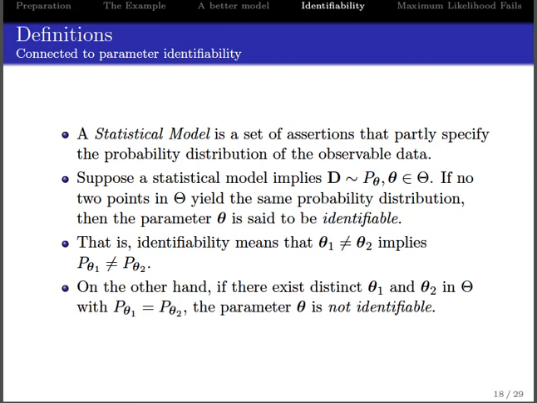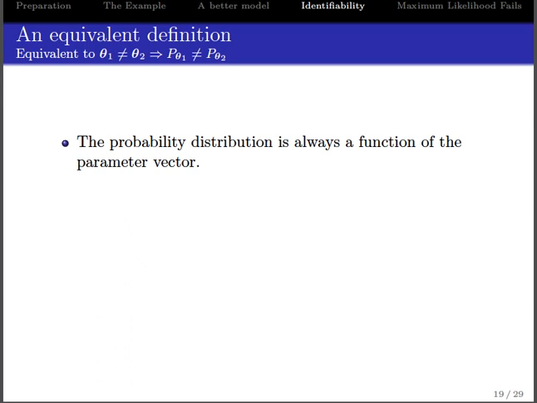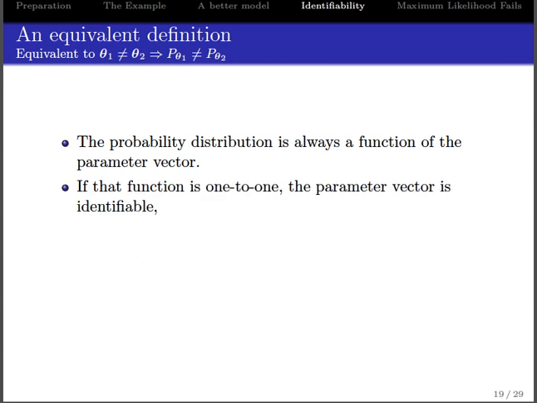On the other hand, if there are two distinct theta 1 and theta 2 in a parameter space with exactly the same probability distribution, we'll say that the parameter theta is not identifiable. Another equivalent definition, another way of looking at it, is that the probability distribution of the data is always a function of the parameter vector. And if that function is 1 to 1, then the parameter vector is identifiable.